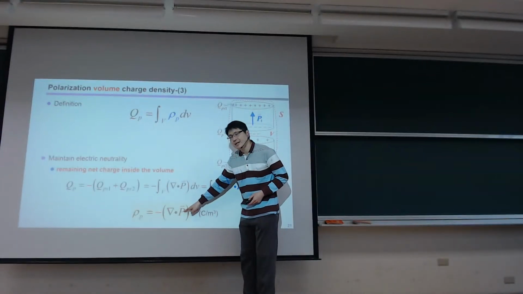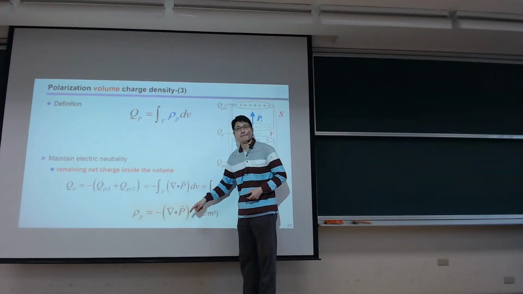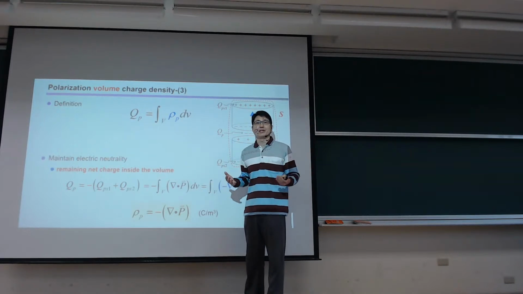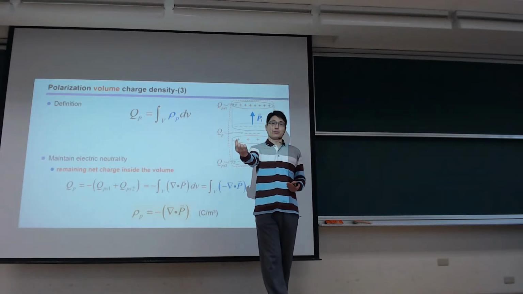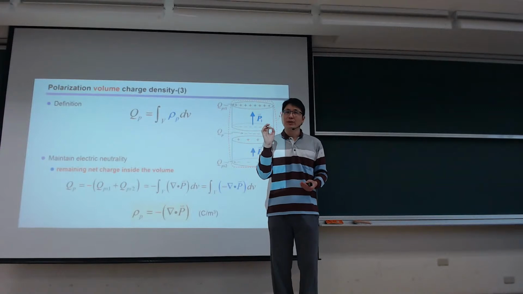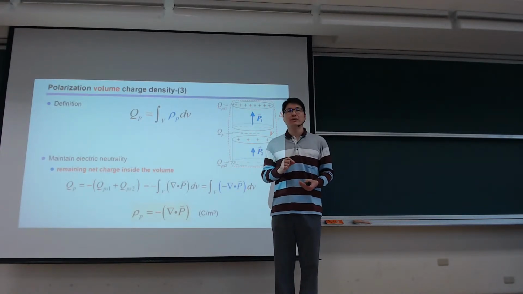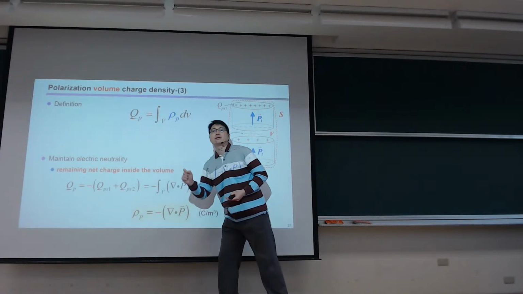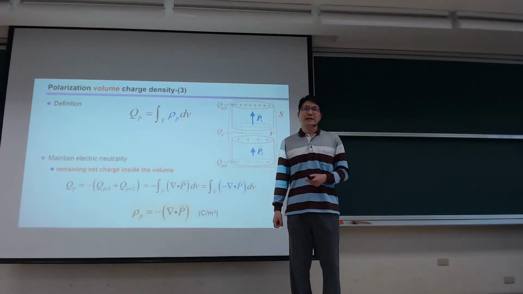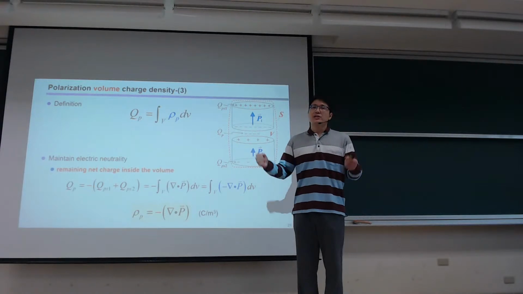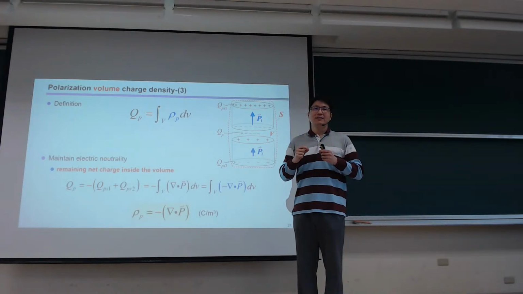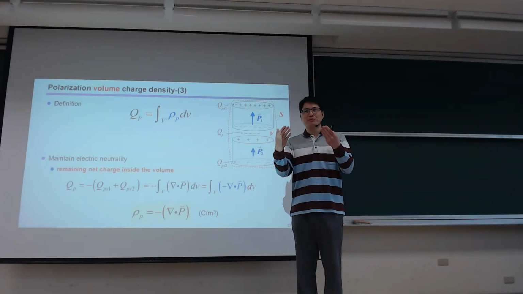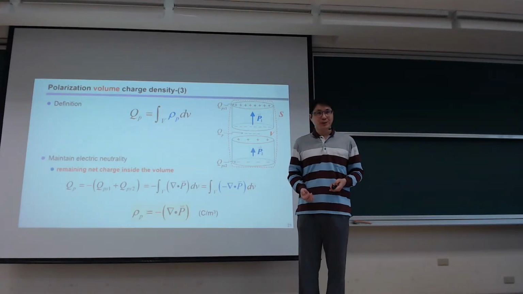If P is not a function of space, meaning you're dealing with a uniform material, P is a constant. Divergence of P in that case is 0, right? So whenever you have a homogeneous material, you don't have volume charge density, okay? You have to be able to connect these dots together to form a line, so your understanding is deeper and more thorough, right?